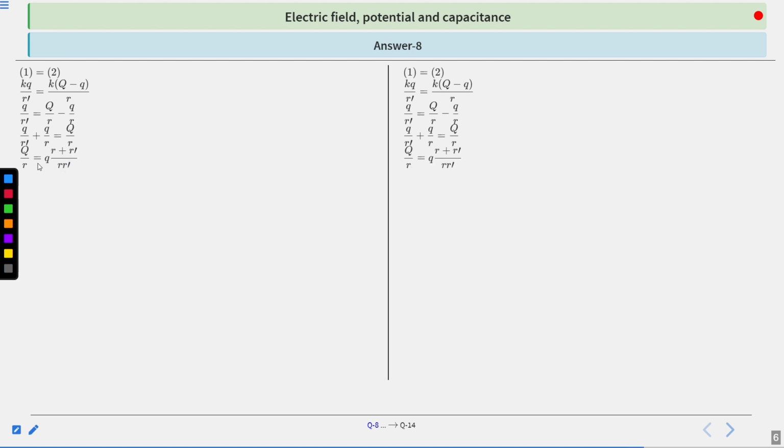So q prime times r plus r prime divided by r r prime is equal to q by r. So q prime is equal to q r prime divided by r plus r prime. Here r is the radius of the large sphere, and r prime is the radius of the small sphere. So this is the charge asked in this question. The correct answer is option D. Option D is correct.